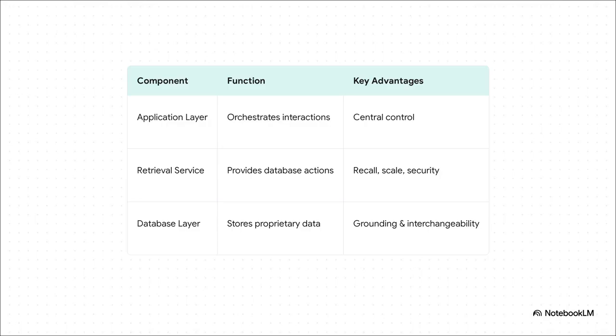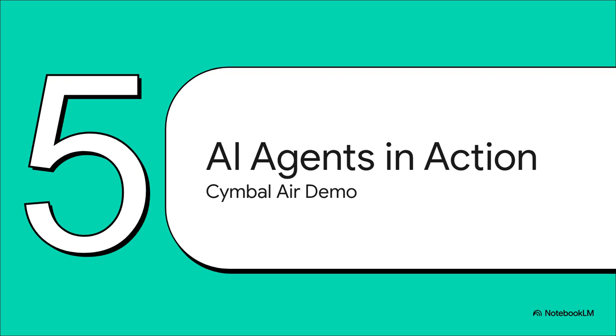So let's put it all together. You've got the application layer acting as the conductor for central control. You have the separate retrieval service giving you that rock-solid security and scalability. And you have the database layer providing the factual grounding. When you combine these three, you get an AI system that's not just smart, it's robust, secure, and genuinely ready for the real world.